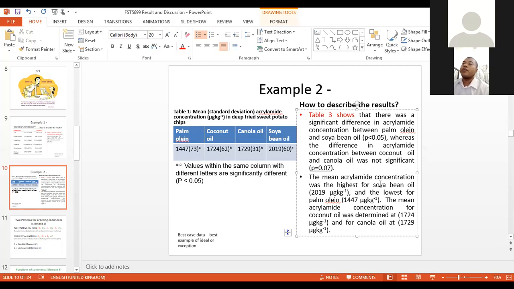The mean acrylamide concentration was higher for soybean, and the lowest for only 1447. The mean acrylamide concentration for coconut was determined at this much and this much. So this is the detail of the values, still measuring your result, which is the second element. So first discuss the highest, and second discuss the lowest. Okay.